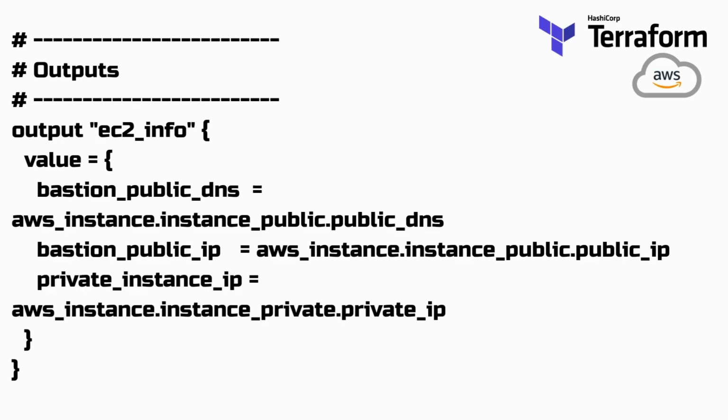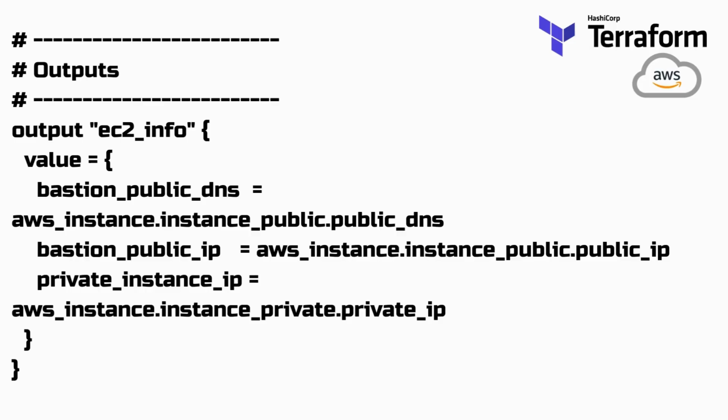Finally, the private instance IP, which is the private IP address of the instance that lives inside the private subnet. Since this private instance doesn't have a public IP, you can't reach it directly from the internet. Instead, you use the Bastion host as a jump box, and this private IP tells you exactly where to connect once you're inside the VPC.